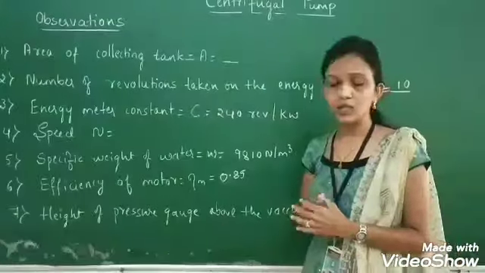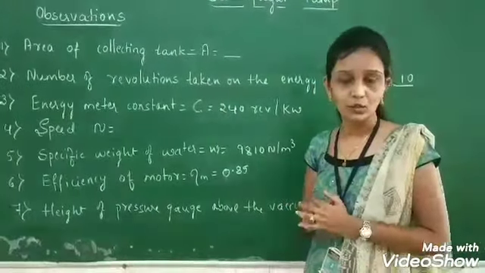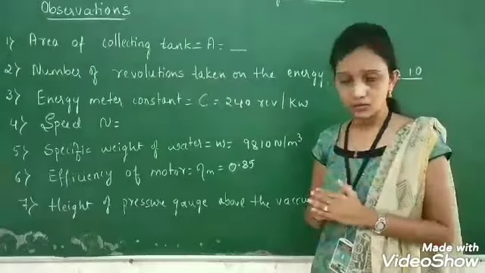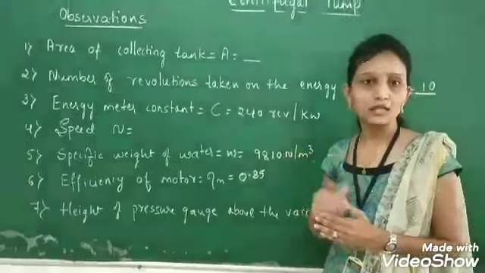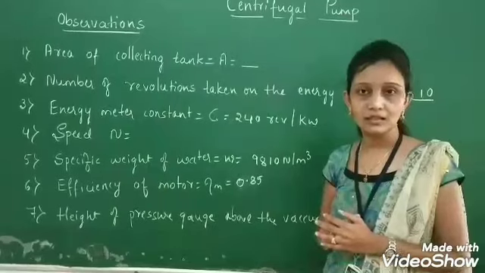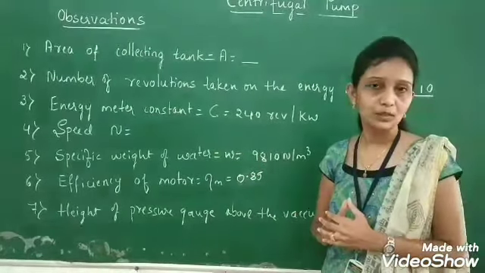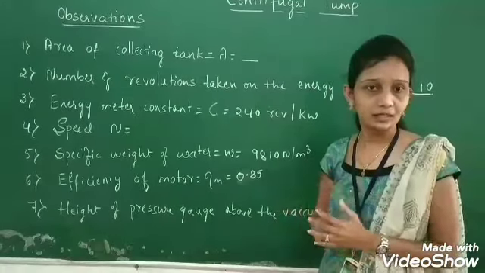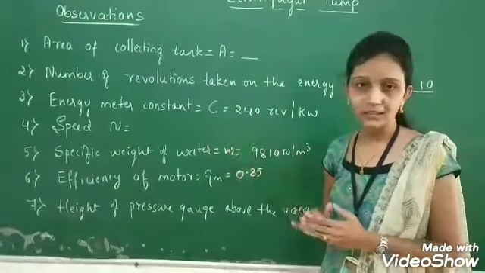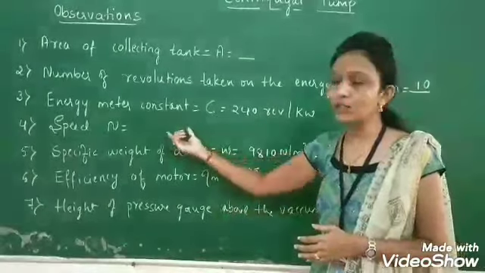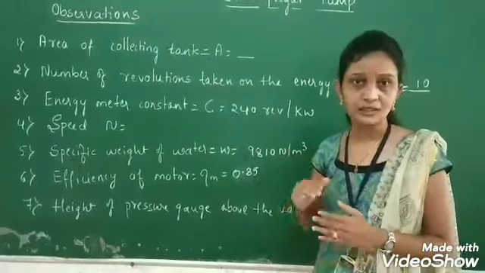This experiment can be conducted for two conditions. One is constant speed and varying head. The other is constant head and varying speed. Now I will conduct the experiment for constant speed and varying head. For all the trials throughout the experiment, the speed should be constant. We should fix that speed.